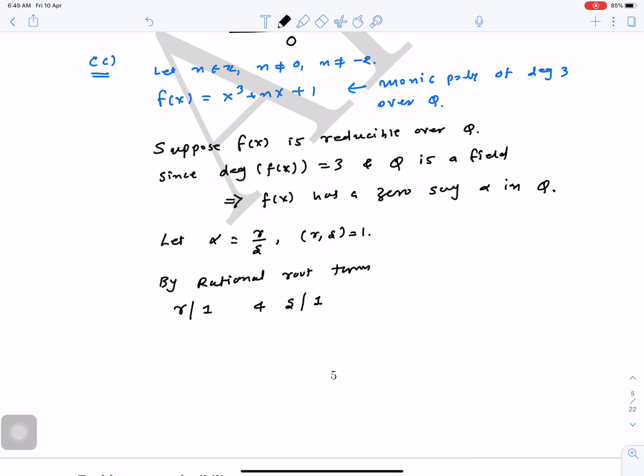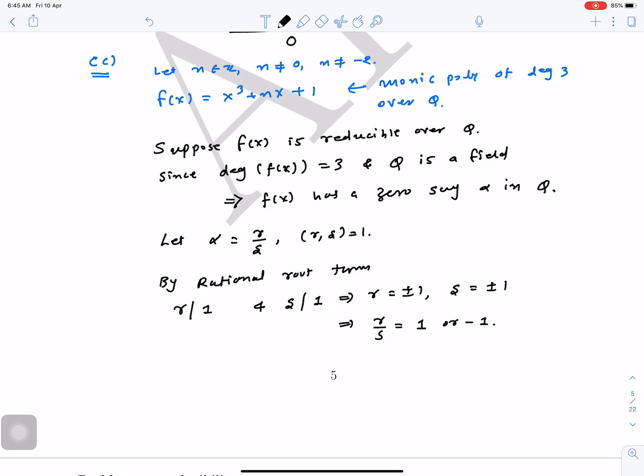It gives the value of r and s. r is plus or minus 1, and s is also plus or minus 1. So it gives me what? r by s. If I consider r by s, then 1 upon 1, 1 upon minus 1, minus 1 upon 1, and minus 1 upon minus 1. So all four combinations are possible, and it gives me 1 or minus 1.